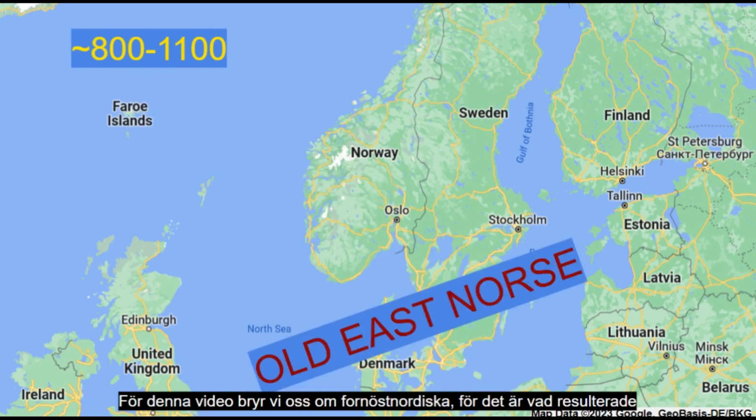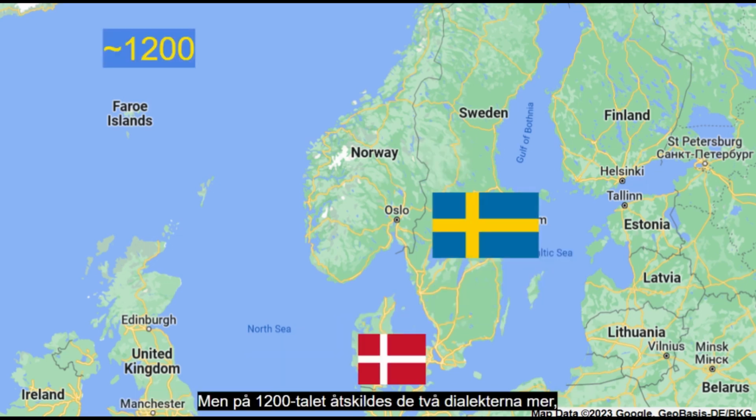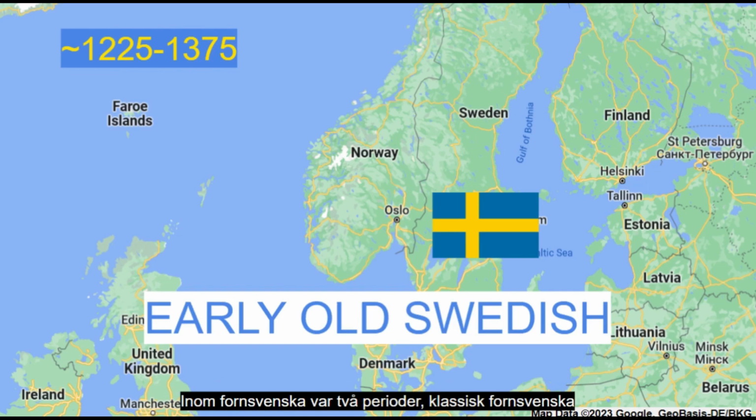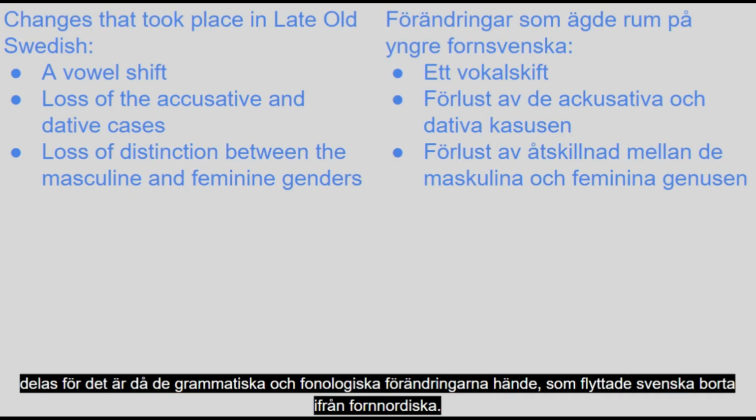For this video, we care about Old East Norse because it's what resulted in Danish and Swedish, as well as Gutnish and Elfdalian. In the 1200s, though, the two dialects got further apart, and this leads us into the Old Swedish period, which lasted until the 1500s. Within Old Swedish, there were two periods, Early Old Swedish and Late Old Swedish. Late Old Swedish, which started in about 1375, is split apart because it's when the grammatical and phonological changes happened that moved Swedish away from Old Norse.